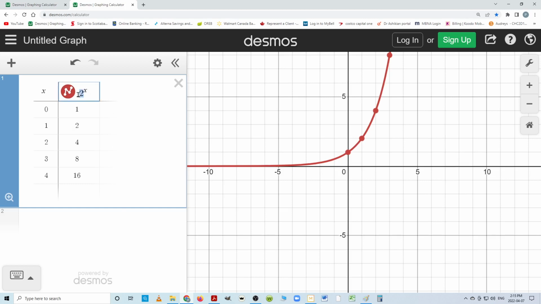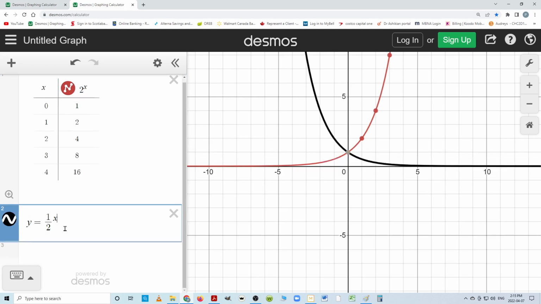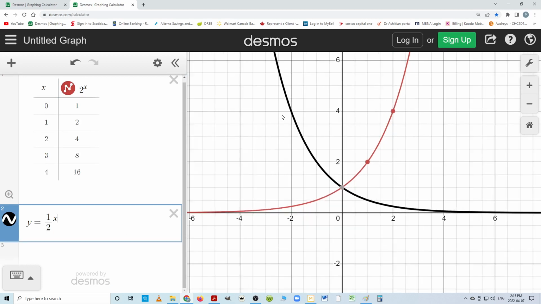Whenever the base is above 1, we have a growth curve. When it's between 0 and 1, we have a decay curve. Here's a decay curve, and here's the standard parent graph decay curve. It's a half to the exponent of x. And notice there's this nice symmetry. That's because this is sort of doing the exact opposite of that.